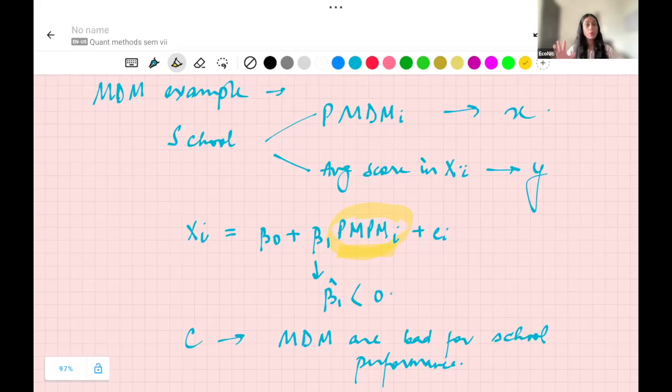ऑलराइट, सो आई होप कि इस एग्जाम्पल से कॉजल क्लेम के दिक्कतें और what are the issues with causal claim, this you have understood.